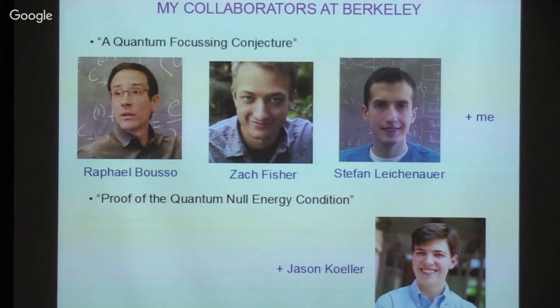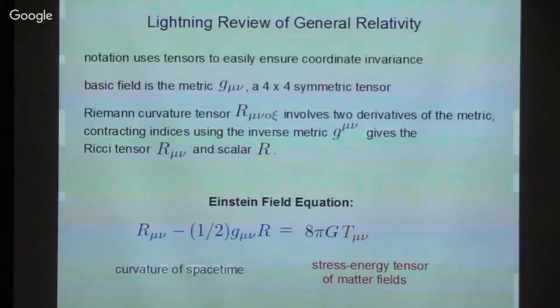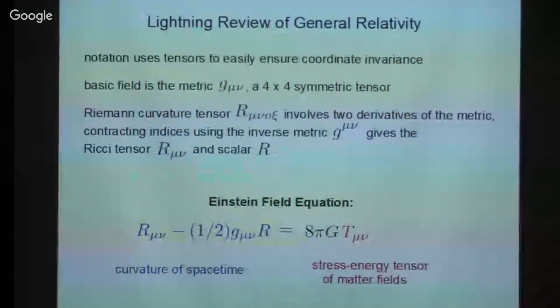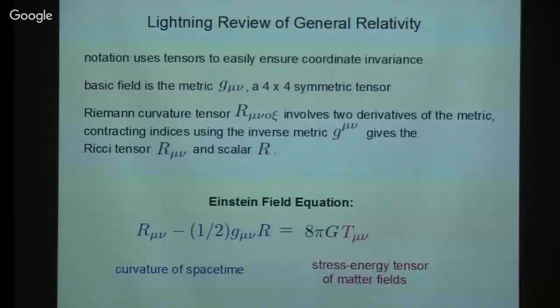So what I'm going to tell you about depends in an important way on background in general relativity. I thought I'd just give a brief refresher before getting into things. We have a notation that involves objects called tensors that are used to easily ensure that all quantities that are statements are invariant under coordinate transformation.